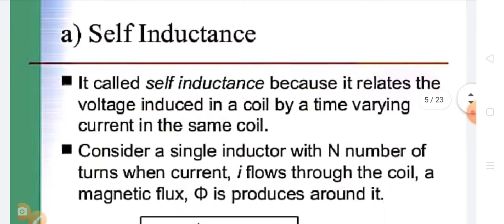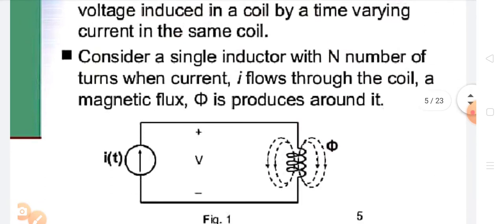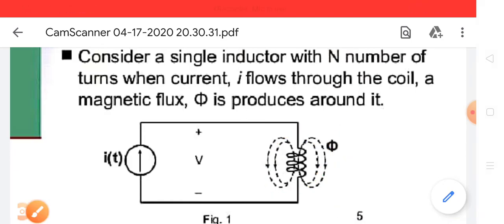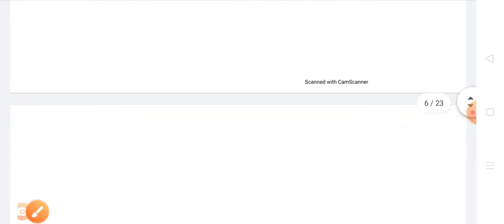Next, what is self inductance? Self inductance relates the voltage induced in a coil to the time varying current in the same coil. Whatever voltage is produced in a coil by varying the current in the same coil. Suppose you take one coil having the number of turns N, and the current flowing is I. There will be flux produced in this coil, and then an EMF will be produced.